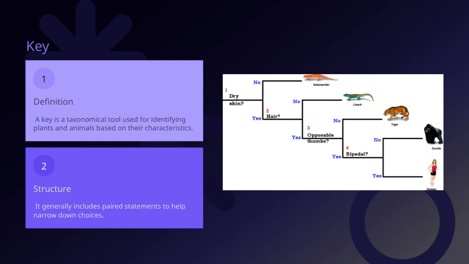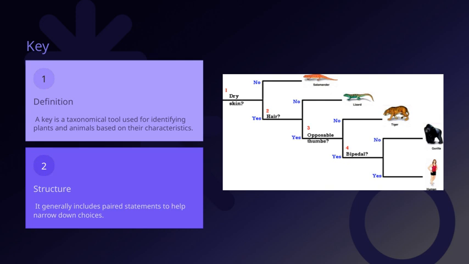A key is a really useful tool when we're trying to identify different plants and animals. It works by guiding us through a series of paired statements, each helping us narrow down our options step by step. Think of it as a logical decision-making process where each choice brings us closer to the correct identification.